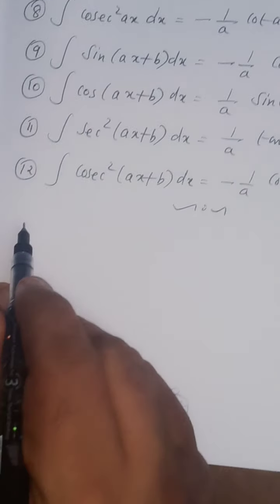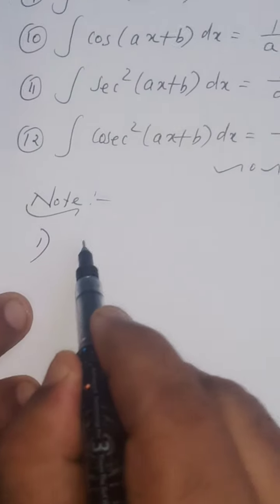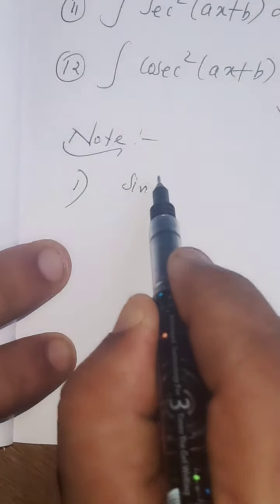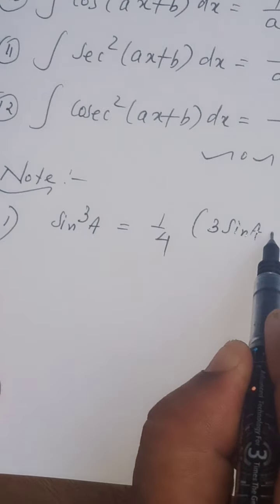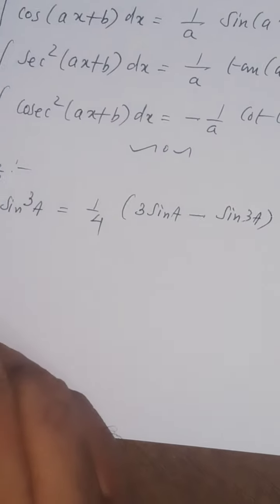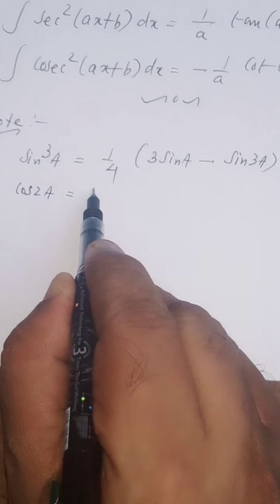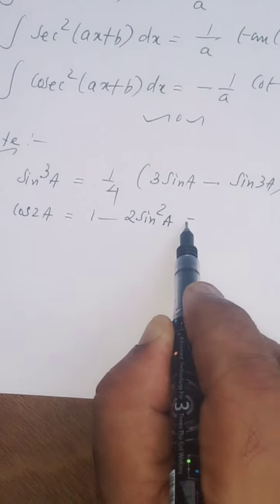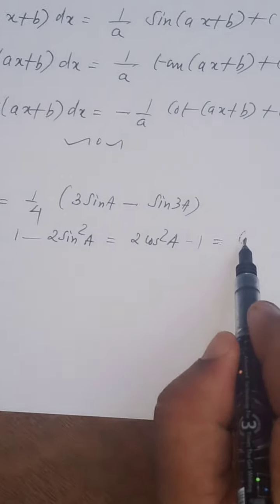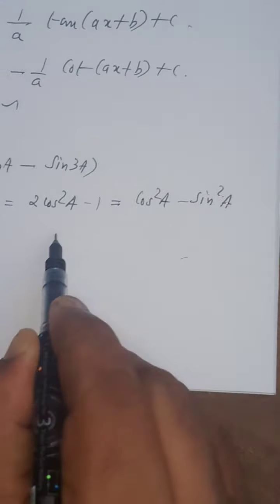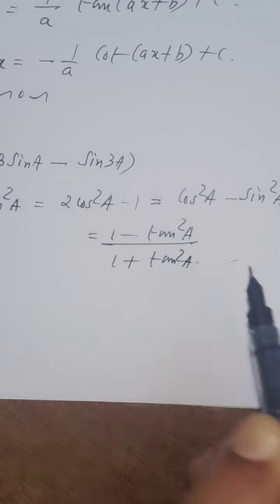Apart from that, you must be knowing some important trigonometric formulae to be applied in this exercise in particular. You must be knowing that formula: sin cube a is equal to 1 by 4 into (3 sin a minus sin 3a). Formula number 2, cos 2a can be written as 1 minus 2 sin squared a, or 2 cos squared a minus 1, or cos squared a minus sin squared a, or (1 minus tan squared a) divided by (1 plus tan squared a).